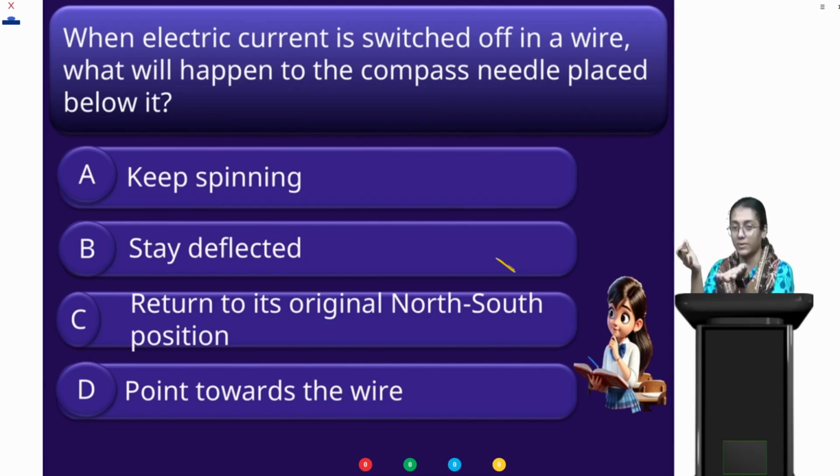Option A, will it keep spinning? That means the compass needle, will it keep spinning? Or option B, stay deflected. Option C, return to its original north-south position. Or option D, point towards the wire.